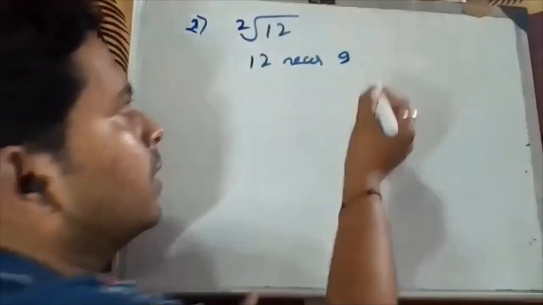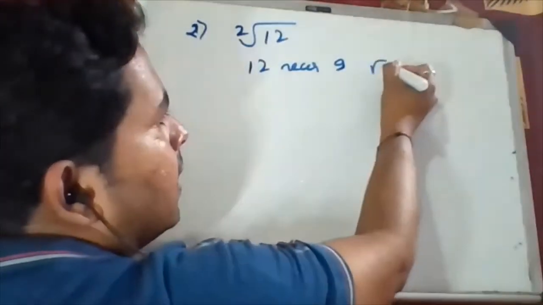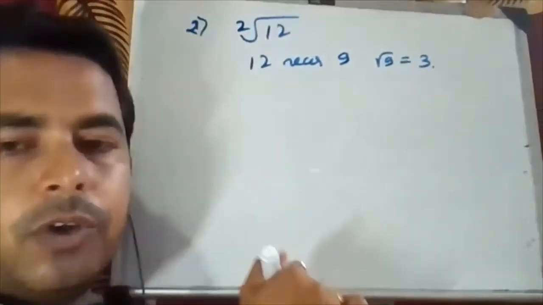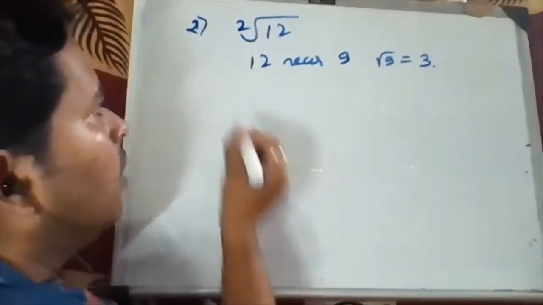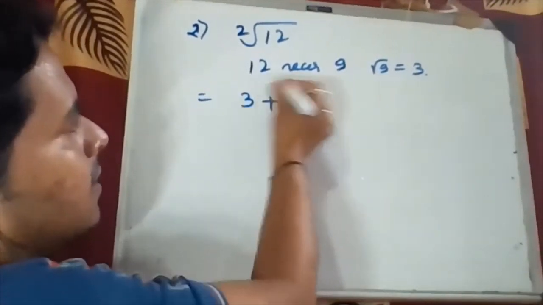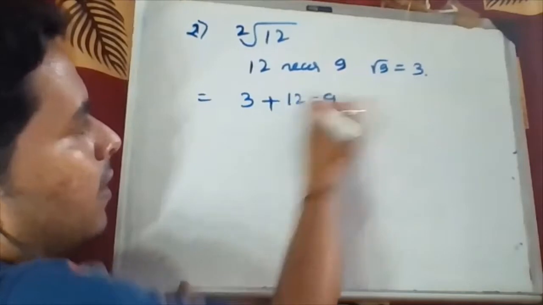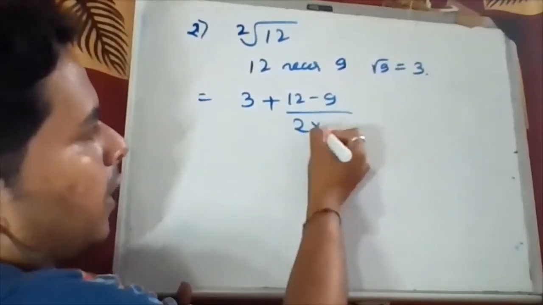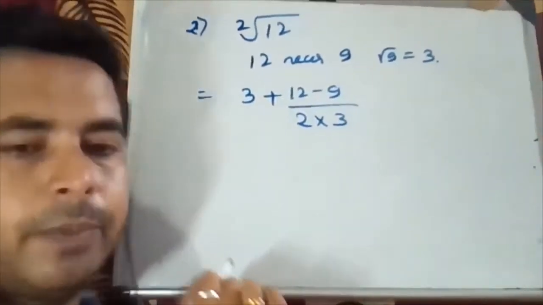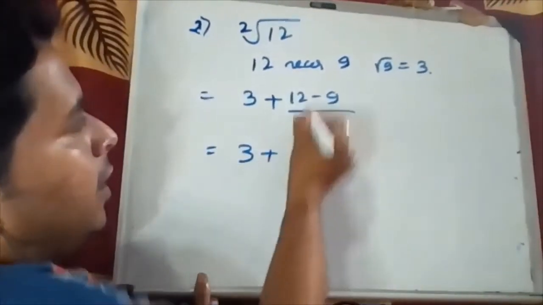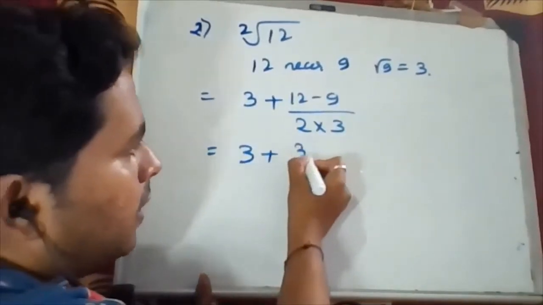So what is the square root of 9? 9 का square क्या आता है, 3 आता है. Okay, 3 will be the square root of 9. Okay, now what you have to do, consider the 3 plus, take a subtract 12 minus 9, divided by 2 into 3.